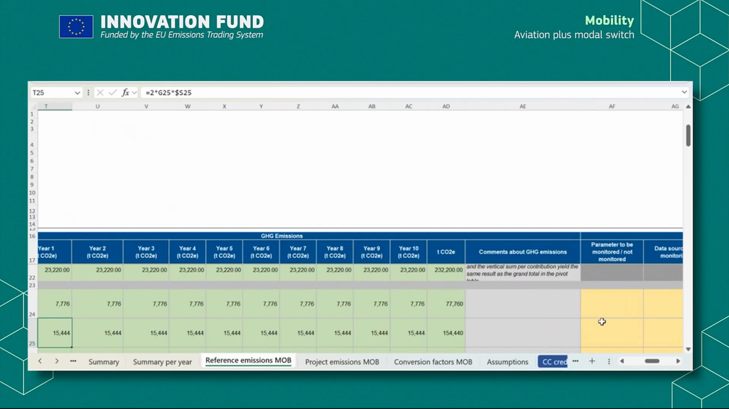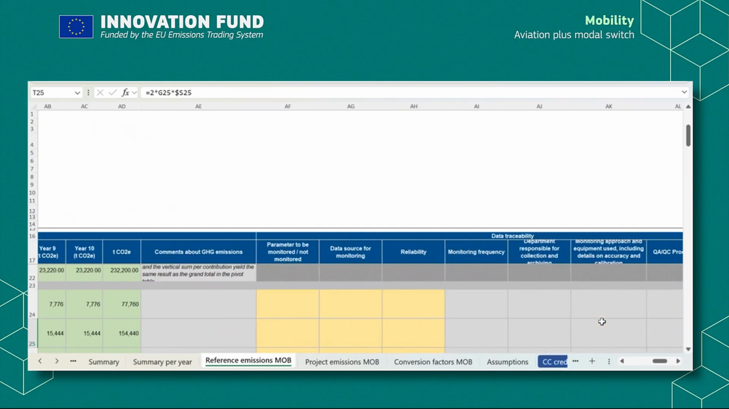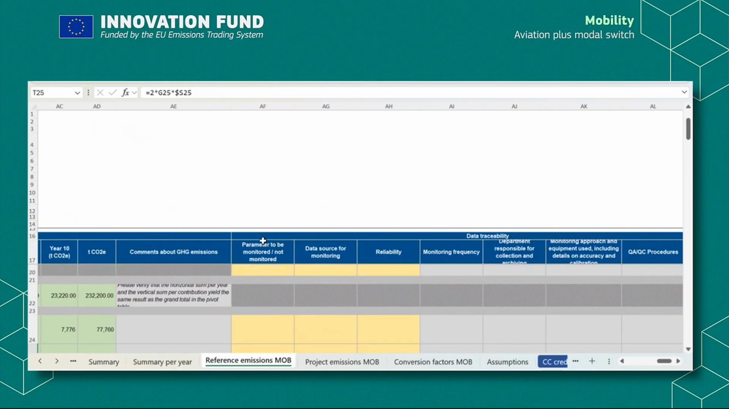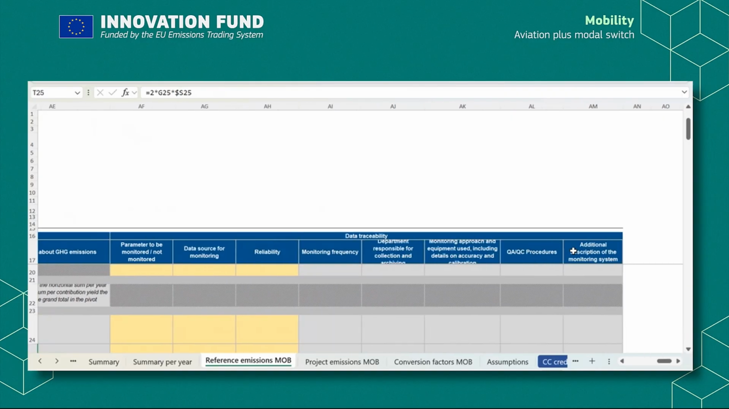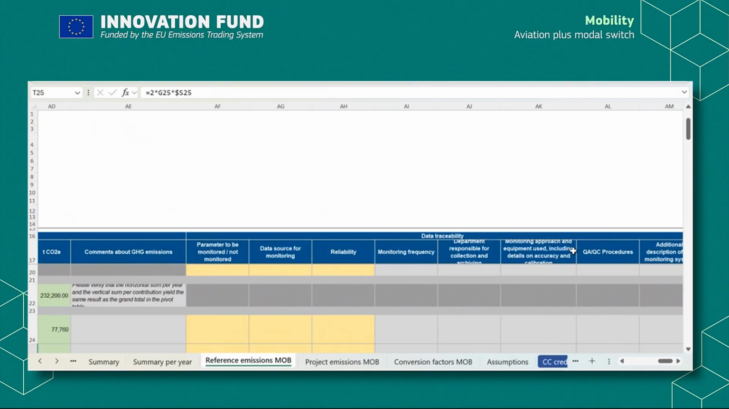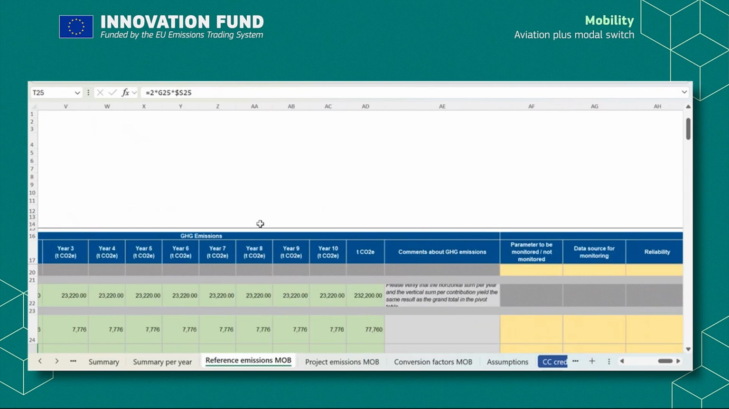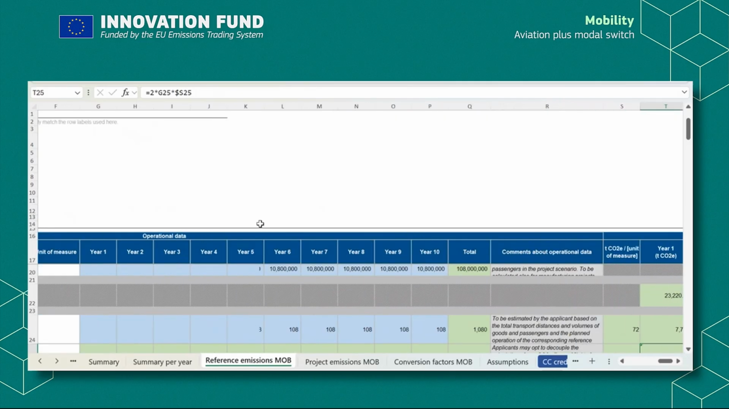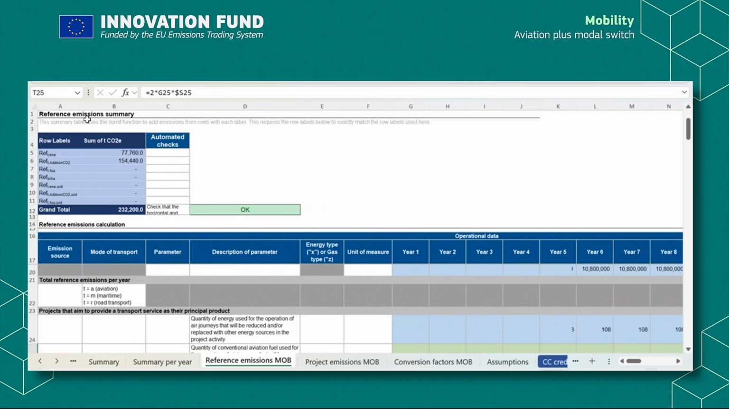Before we move to the next steps, I want to show you that the tab allows you to add information about the traceability of the data. In these fields, you must provide a brief description of your monitoring plan. It should include data sources, monitoring frequency, and QA procedures. Notice that your total reference emissions are now visible in the summary table at the top of the screen.